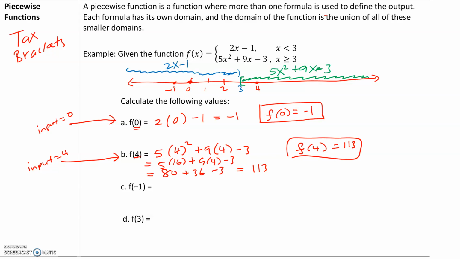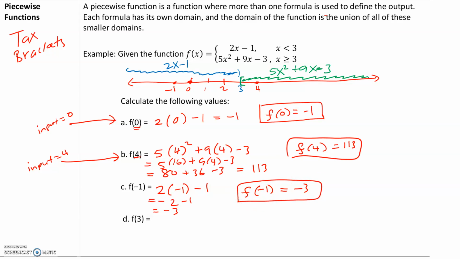So f of negative 1 equals 2 times x, which is negative 1, minus 1. So 2 times negative 1 is negative 2, and negative 2 minus 1 is negative 3. For proper notation, we're going to write f of negative 1. In other words, the value of the function f when the input is negative 1 is equal to negative 3.